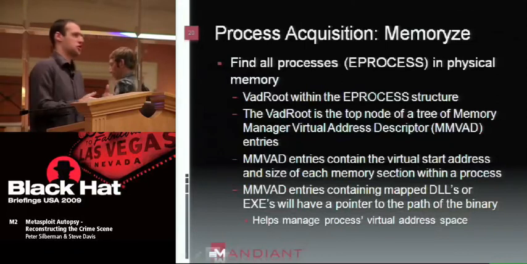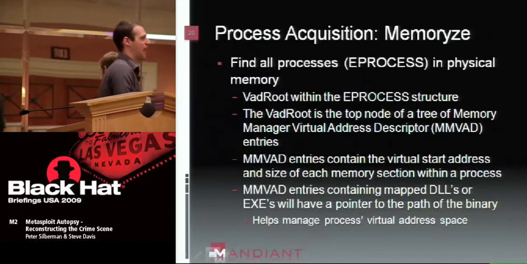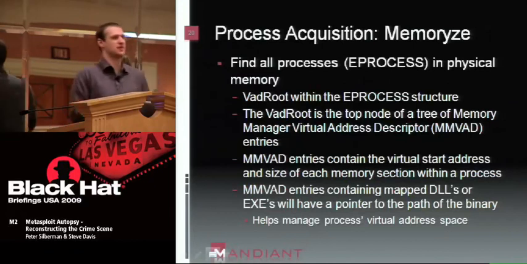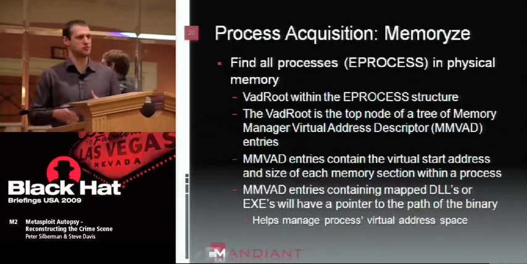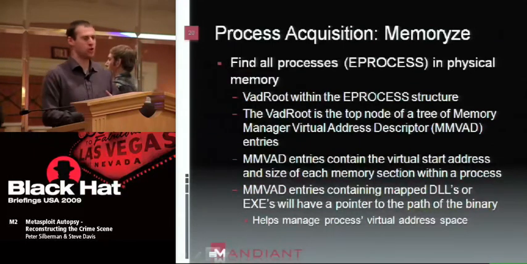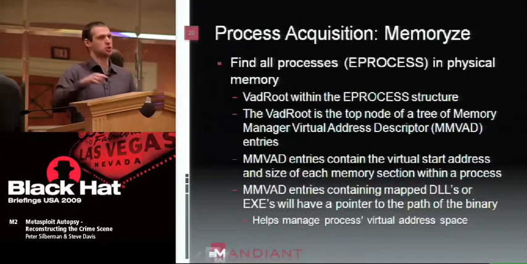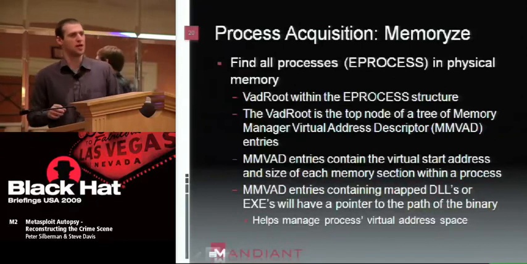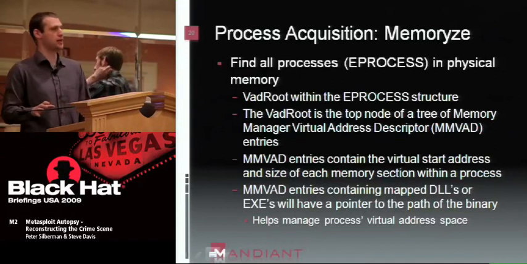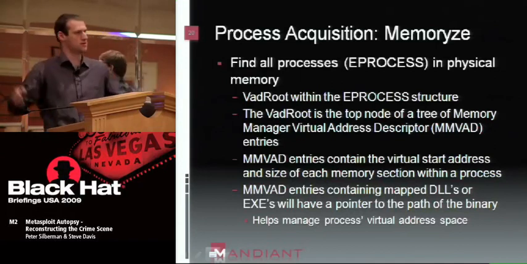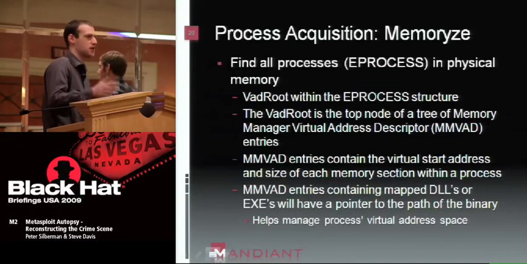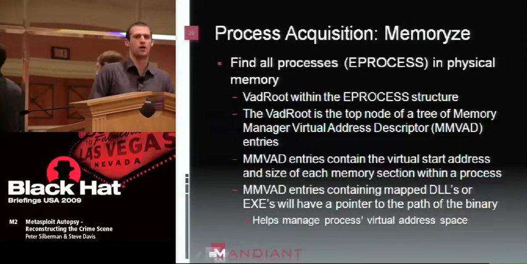Within the eProcess structure is a member variable called VAD root. VAD is an acronym. It stands for Virtual Address Descriptor, so it's Virtual Address Descriptor root. And this is actually a pointer to the top of a binary tree. It's a self-balancing binary tree. There's nothing special about this binary tree. Think back to Computer Science 102, whatever class it was where you did binary trees. It looks like that: left, right, child, parent, pointer.